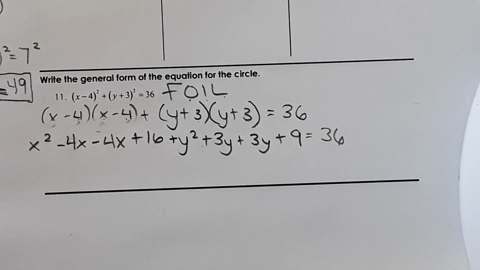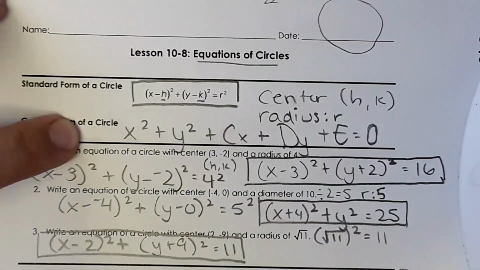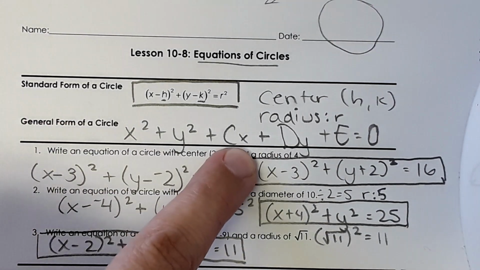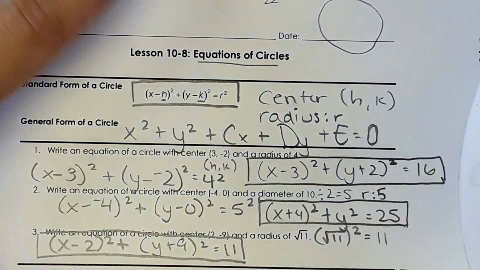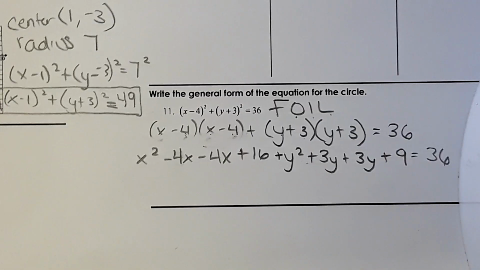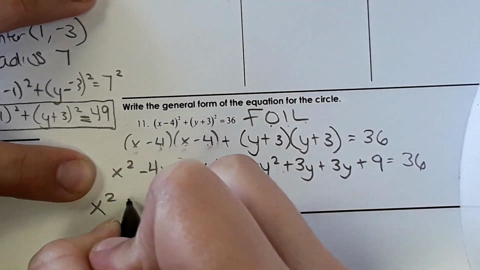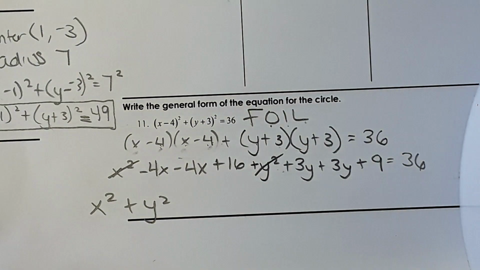Okay, cool. So now that we have all these terms, we're going to rearrange and combine terms to get it into this format. So this is x squared plus y squared, and then these two terms, and then the constant, and then equal to 0. So that's what we're doing down here. We're going to get our x squared and y squared up front. X squared plus y squared. And as I bring it down, I'm just going to cross it out.